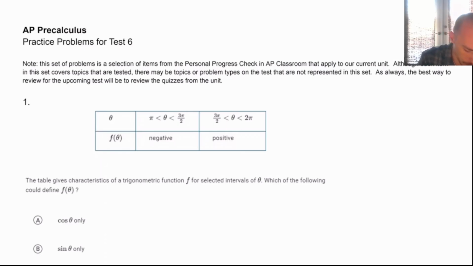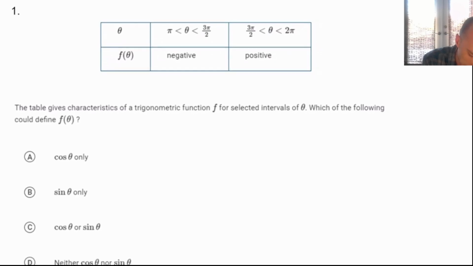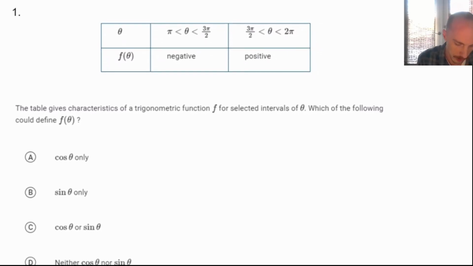Okay, so first one, a table gives characteristics of a trigonometric function f for selected values of theta. Which of the following could define f of theta? This one might be a bit of a stretch for what we were doing, because we're not really talking about f of x equals sine x yet, but I thought that if we thought about this in terms of the circle, we could solve it. So I'm going to bring in a unit circle.